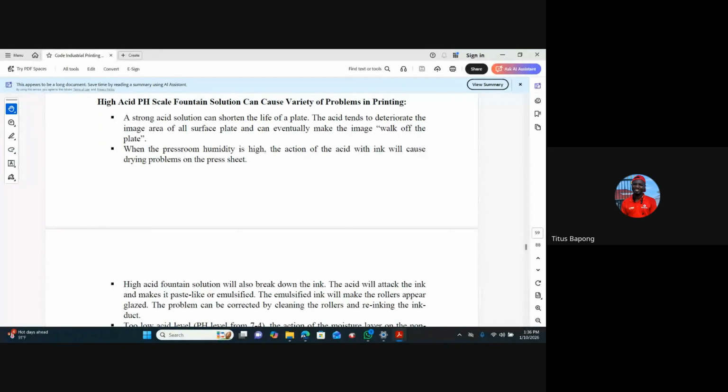When the press room humidity is high, the action of the acid with ink will cause drying problems on the press sheet. So we are saying that when the press room humidity is very high, there will be a problem with dryness. On the press sheet, the ink will dry quickly.